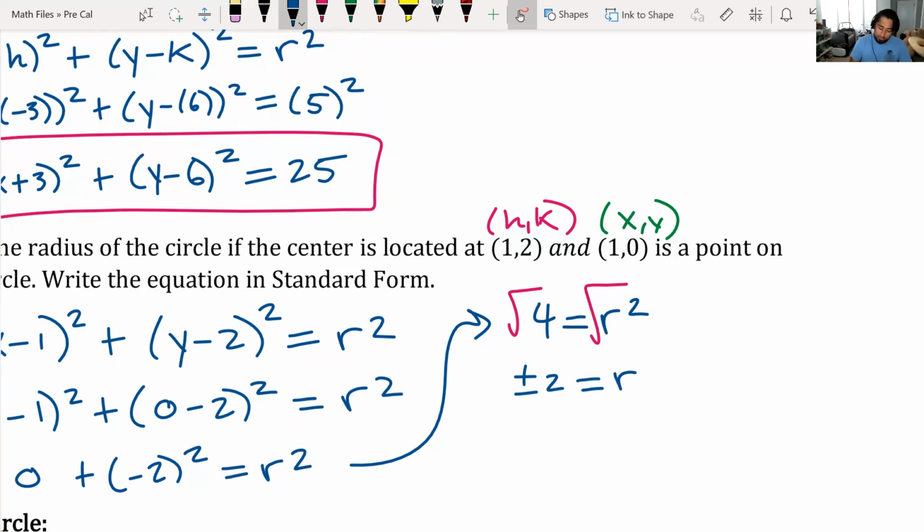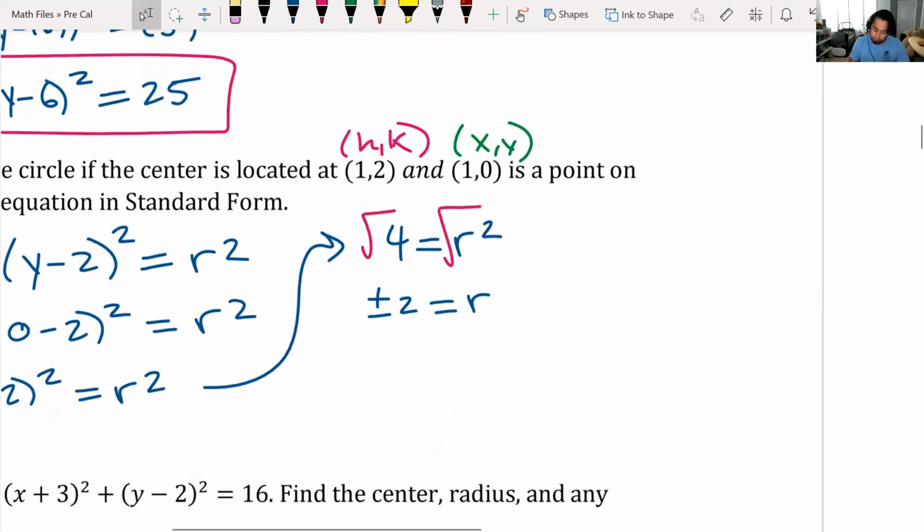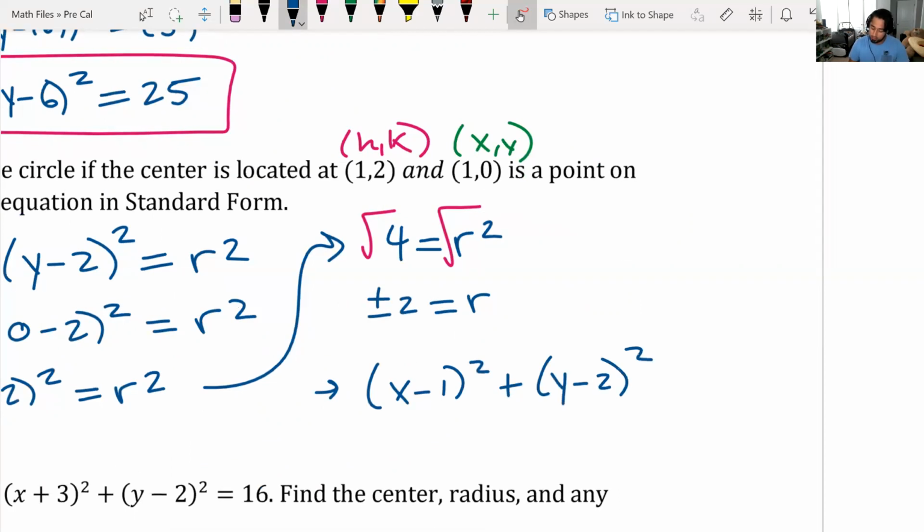Okay. But now our job is to write the standard form, because now we have the radius. So our final answer would be x minus 1 squared plus y minus 2 squared equal to r squared, which is 4. So really, we didn't have to solve for r. We could have just left it as r squared. Right.